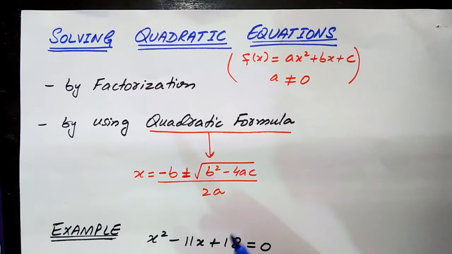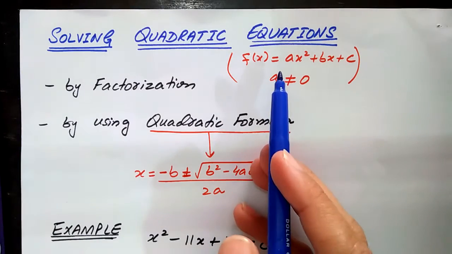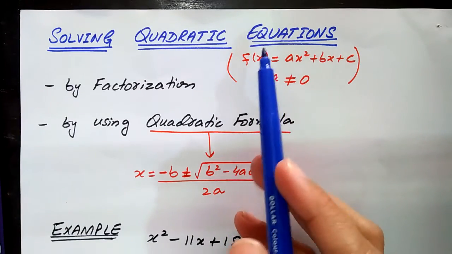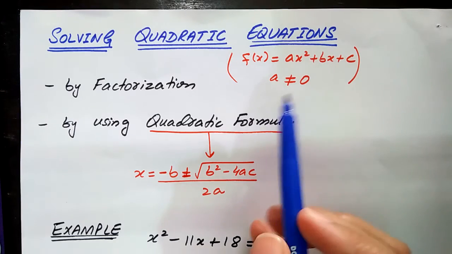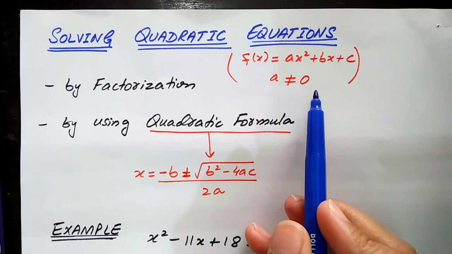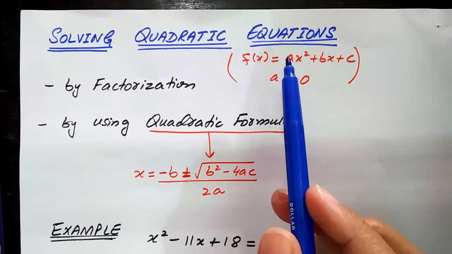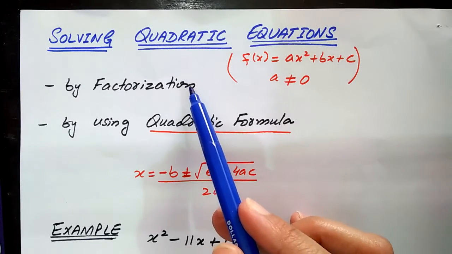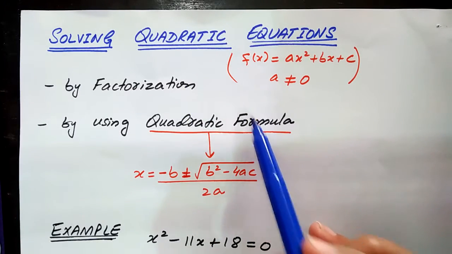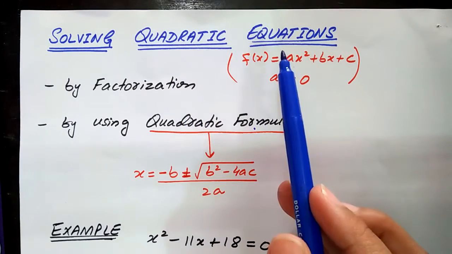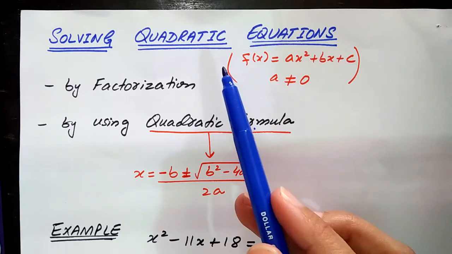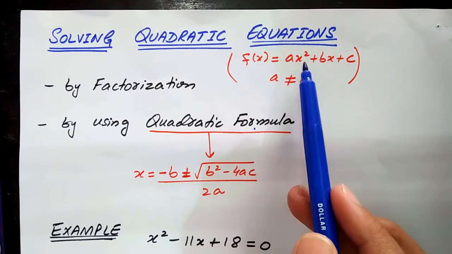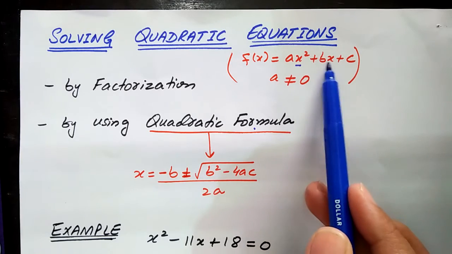In this video, we want to solve quadratic equations. First of all, we must know what a quadratic equation is. Quadratic equations are equations of the form ax square plus bx plus c, where a cannot be equal to 0. Mainly, quadratic equations can be solved by factorization or by using the quadratic formula. Basically, solving quadratic equations means we have to find the roots of the equation. Roots of the equation means we have to find values for x.